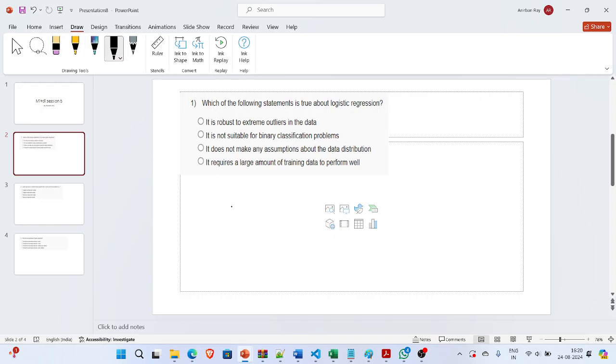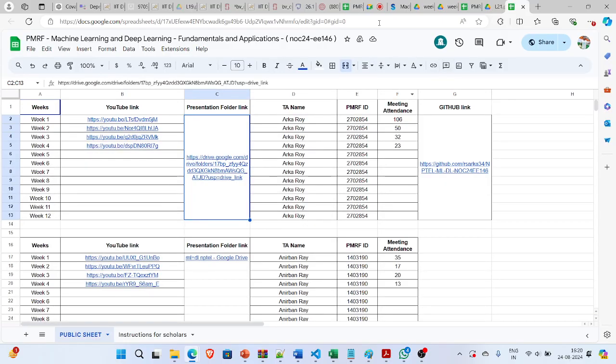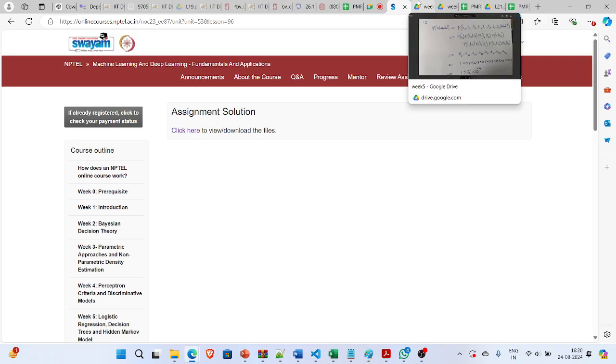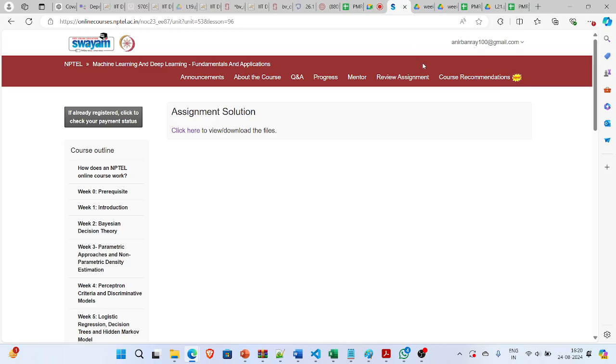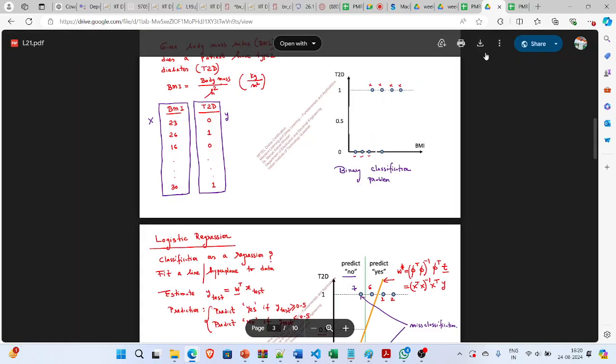What is true about logistic regression? It is not robust to extreme outliers. This is not correct. It is not suitable for binary classification. That's not correct as well. It does not make any assumption of the data distribution. No such assumptions are made. We take the sigmoid as the non-linearity over our hyperplane classifier. So what I was saying is, this is the one.